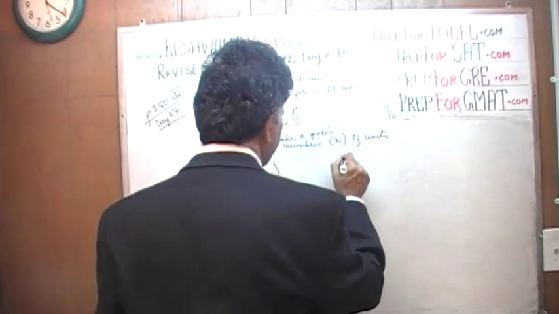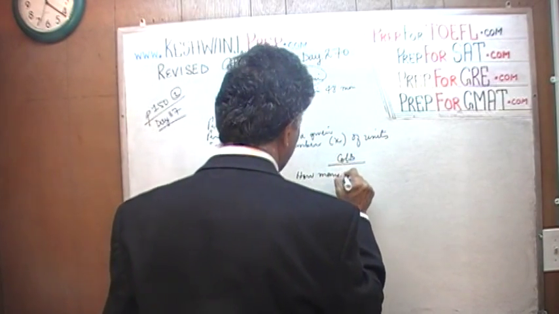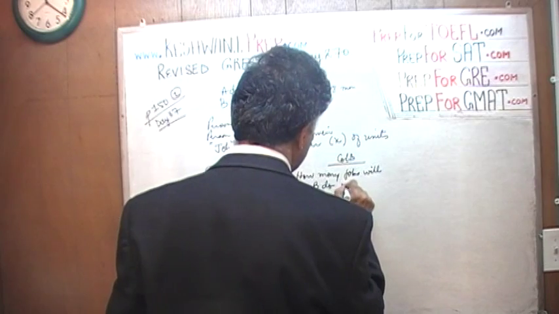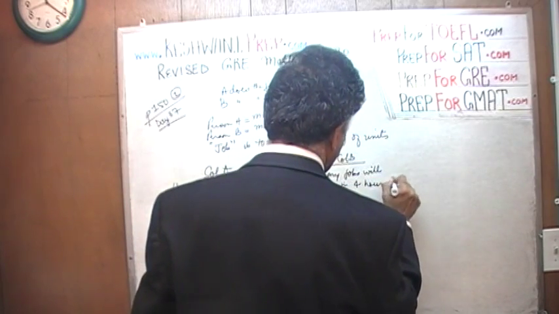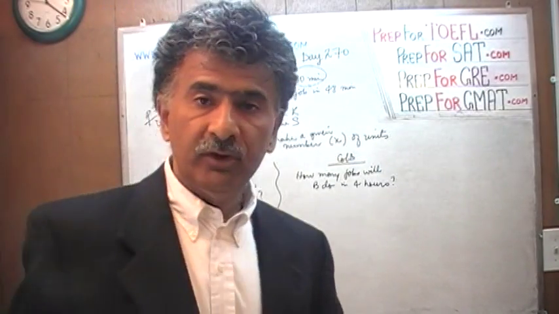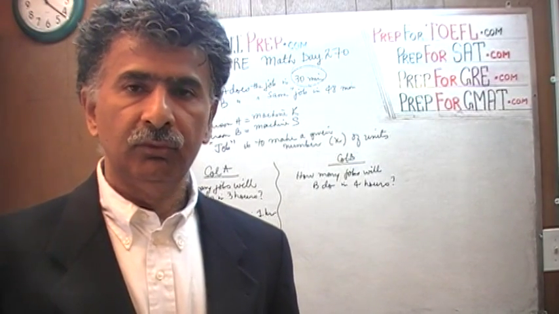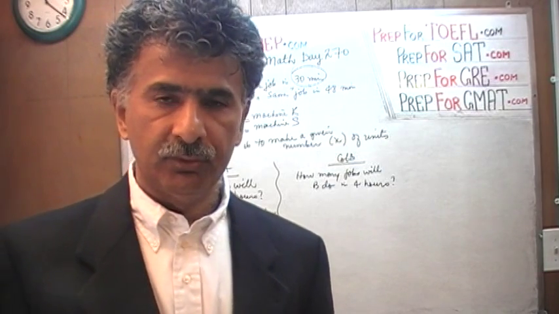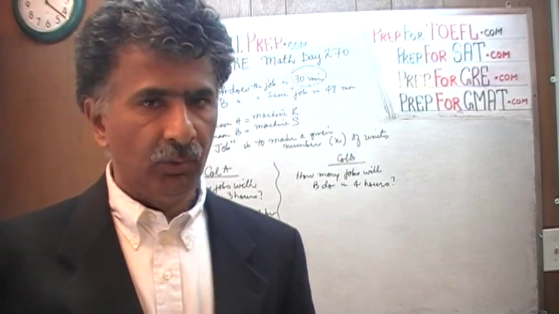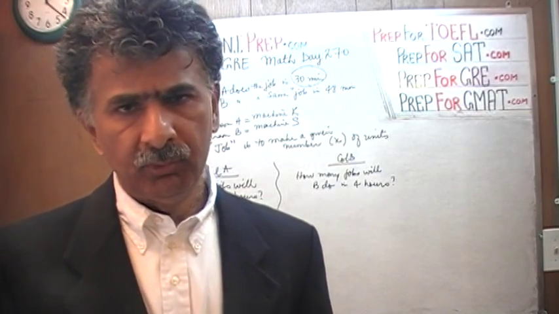Let's look at column B. The question again is: how many jobs will B do in 4 hours? Now listen very carefully. There are 2 ways we can go about answering this question. One is what I call the classical way, the traditional way, the orthodox way, the geeky way, the nerdy way, the academic way, the mathematical way. And the other one is what we call the quick and dirty way.